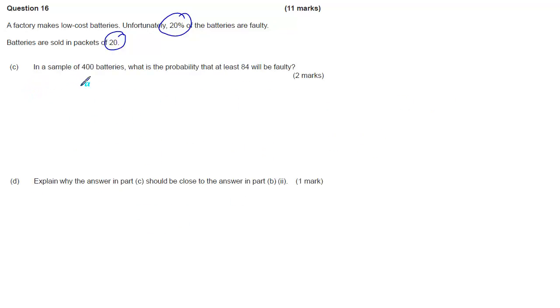In a sample of 400 batteries, what is the probability that at least 84 will be faulty? Note here, no mention of means or anything like that, so we're not using central limit. We're back to a binomial distribution. We can't use Y, we've already used that. Let's use something else, such as V. So V is a binomial with 400 trials. Probability of success is still 0.2. And we want the probability that V is more than or equal to 84.